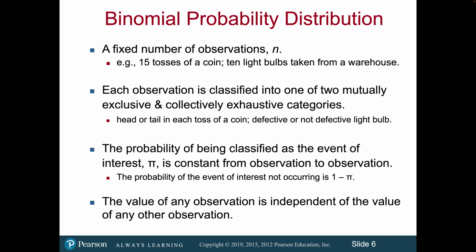So again, just stressing the importance, the value on any observation is independent of the value of another observation. Now, what do I mean by that? What I mean by that is if I flip a coin and I get a head, that has absolutely no impact on what I'm going to get the second time that I flip the coin. So we say that those things are independent because they are not related.